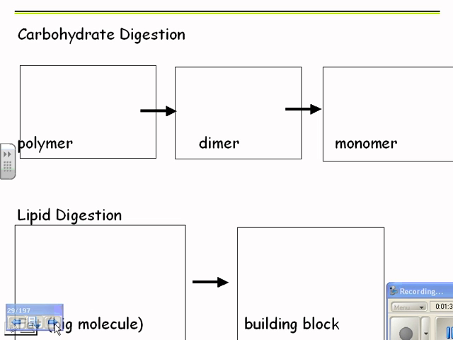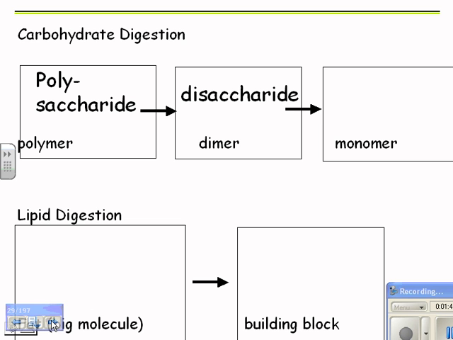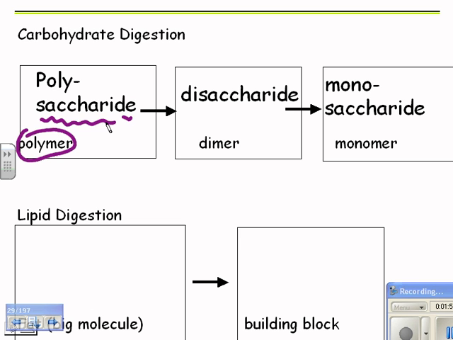The carbohydrates start as polysaccharides, typically. You could eat a monosaccharide directly, but let's talk about eating a polysaccharide and digesting it. First, you'll break it into disaccharides, and then more enzymes will break it into monosaccharides. Polymer is the general term, and polysaccharide is the term for carbohydrates. The polymer for proteins would be a polypeptide, but when we're talking about carbohydrates, the polymer is a polysaccharide. The dimer, that means two, is a disaccharide, and the monomer would be a monosaccharide. Those are all sugars.